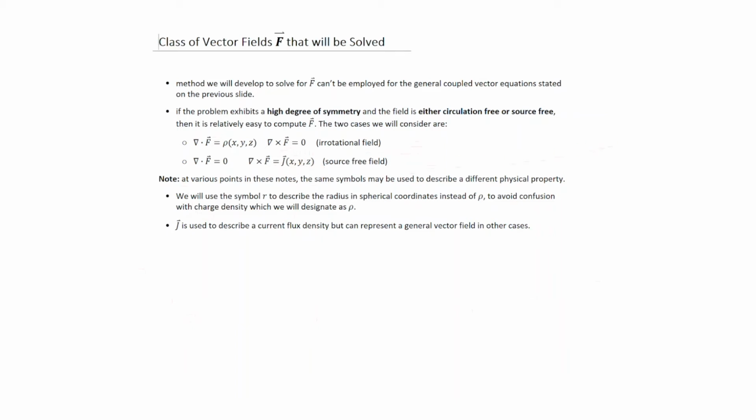All right, just a very quick note here. We're beginning to run out of symbols. So at various points in these notes, the same symbols may be used to describe a different physical property. We will use the symbol r to describe the radius in spherical coordinates instead of rho, to avoid confusion with charge density, which we will designate as rho. J is used to describe a current flux density, but it can represent a general vector field in other cases. So just keep in mind that symbols can be used in different contexts, but we'll try to be clear and stick with one set of symbols when we go through this material.